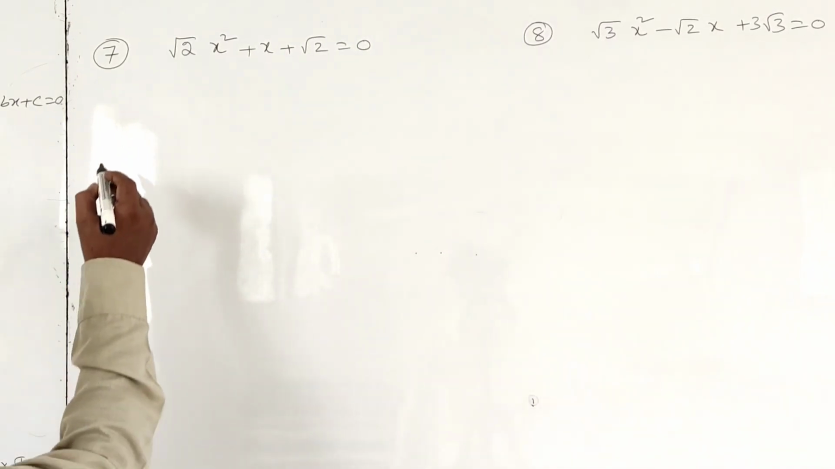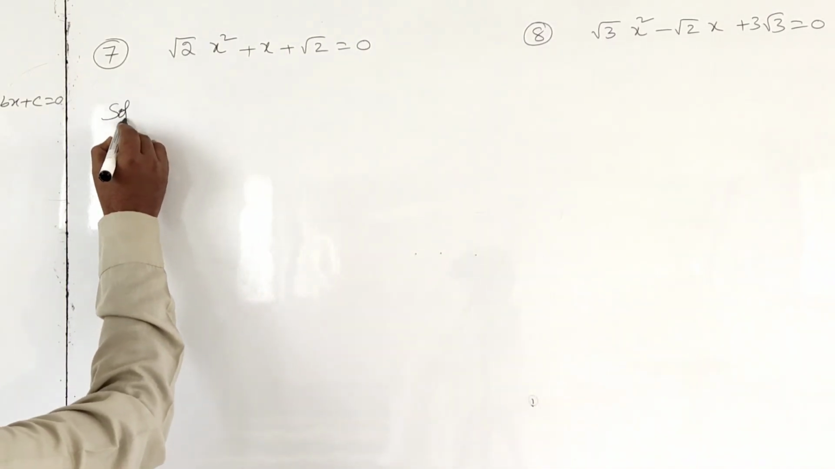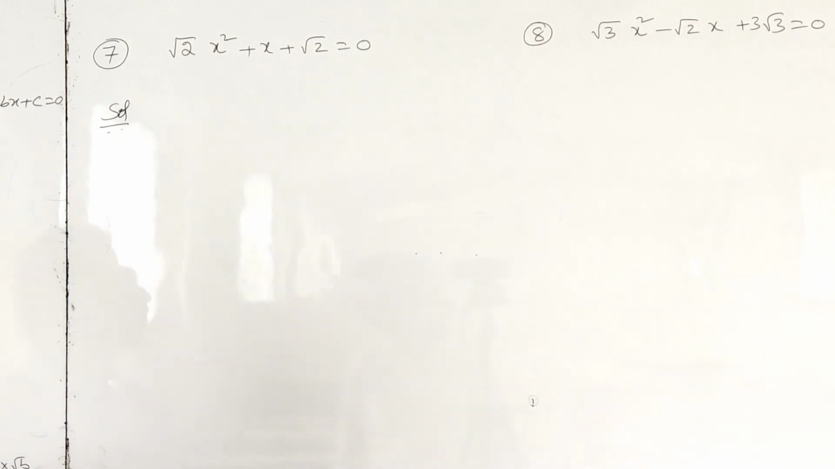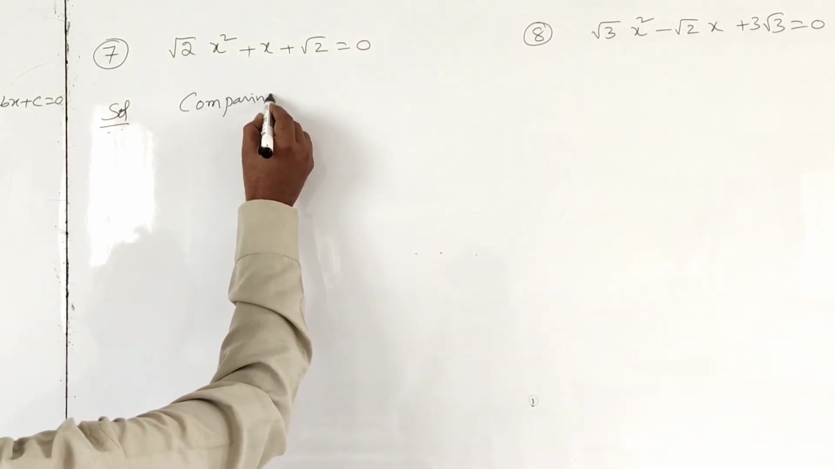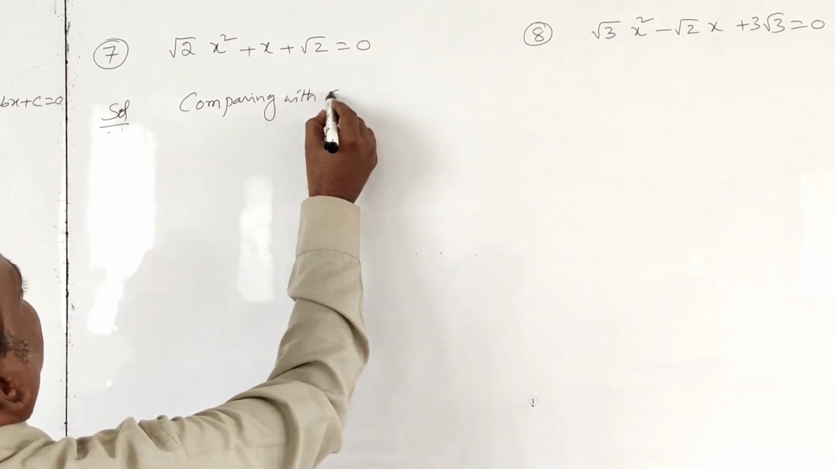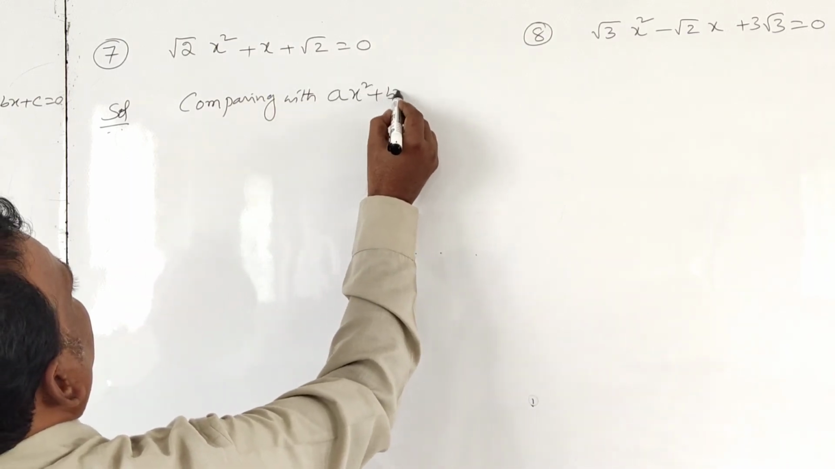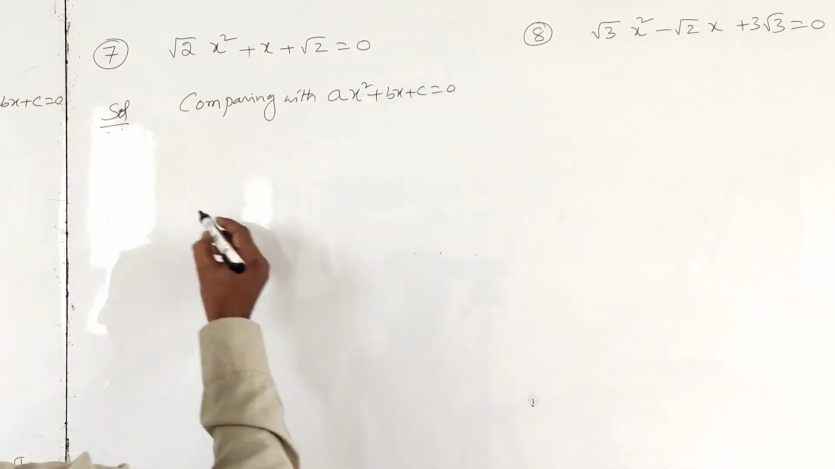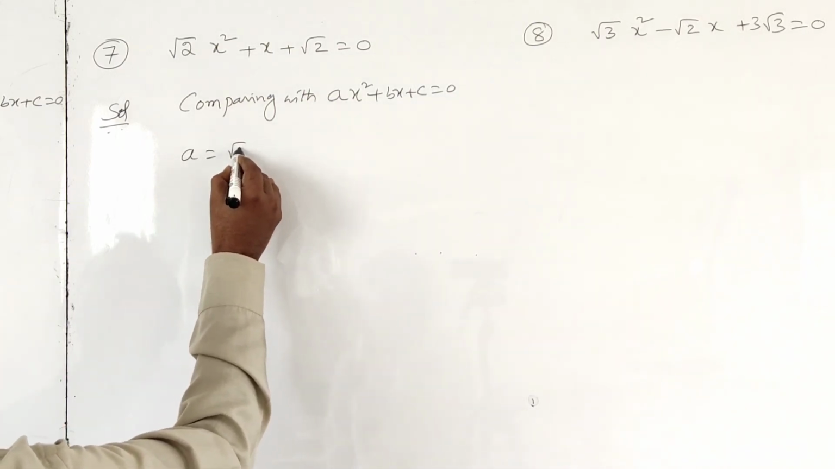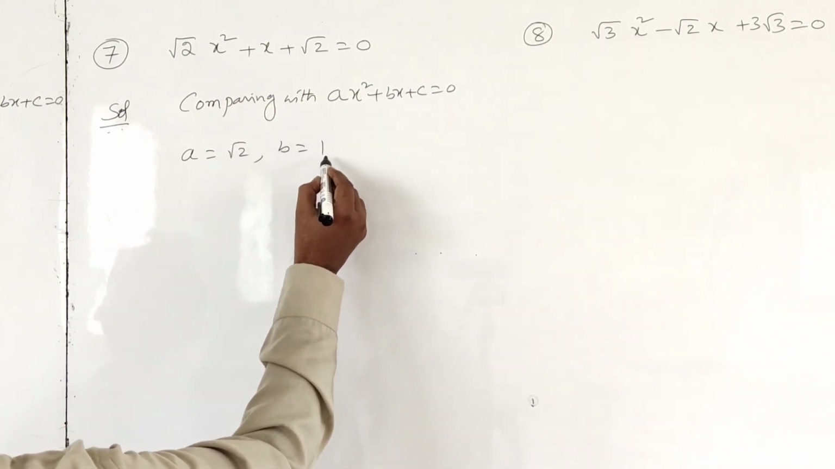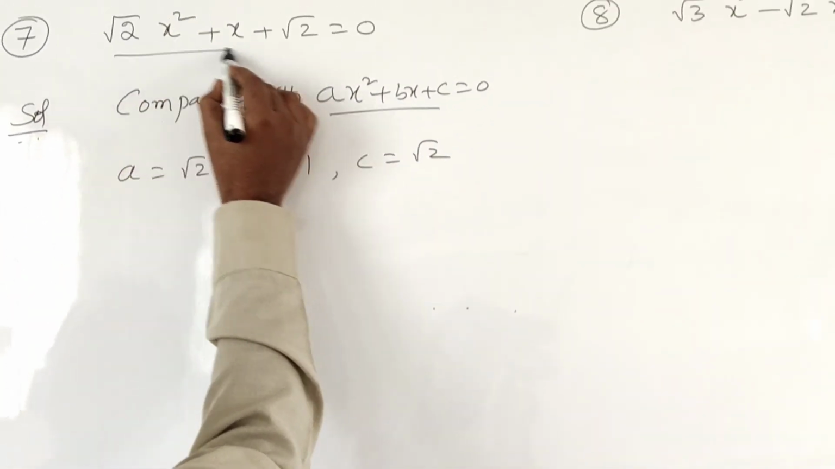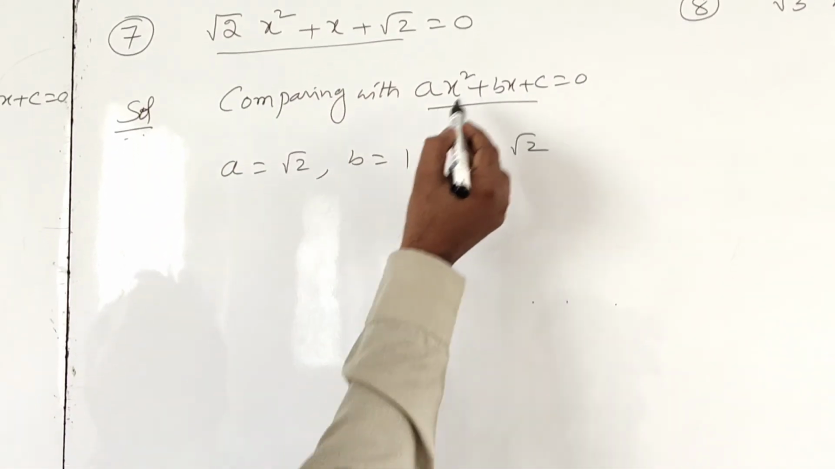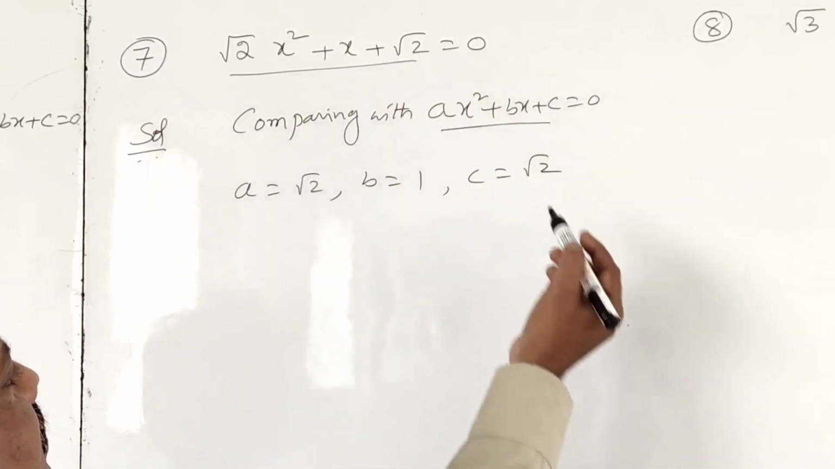See here. It is also in the format of ax square plus bx plus c, so comparing with the general form ax square plus bx plus c equal to 0. So a value is equal to root 2, b value is equal to 1 and c value is equal to root 2. Understood students? This we are comparing here. So a place is root 2, b place is 1 and c place is root 2.